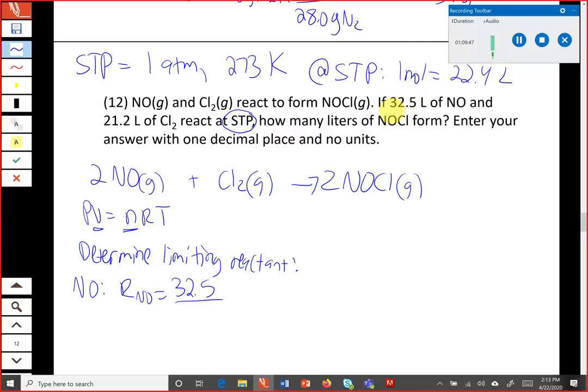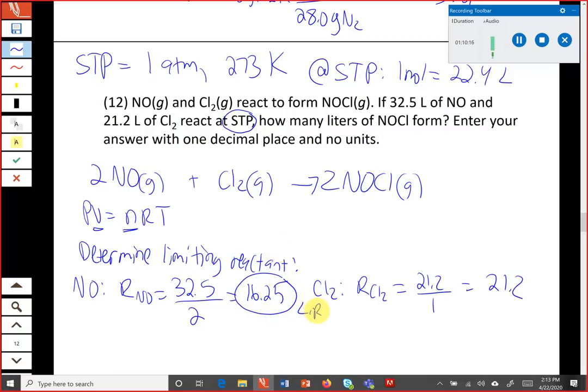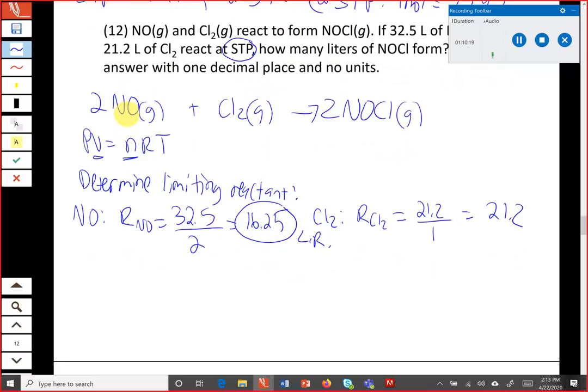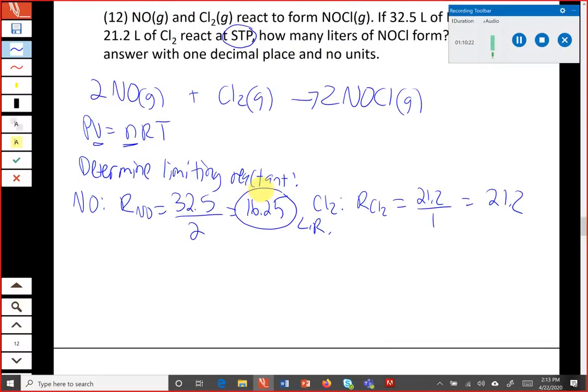So for NO, we have 32.5 liters, and the coefficient is 2, so that means the stoichiometric ratio is 16.25. And then for Cl2, the stoichiometric ratio is the volume, which is 21.2, divided by the coefficient, which is just 1, and that gives us a stoichiometric ratio also 21.2. So this number is smaller, which tells us that NO is the limiting reactant. And because that's the case, that's where we're going to start our calculation.